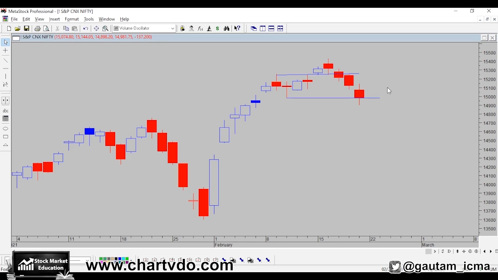Exact closing was 14,981. It had gone down below the mentioned level, but had recovered to close just at that level. So by any means, on Monday or the coming week, if it trades below this 14,977, one can expect the next major support to come at around 14,750 odd level, taking into consideration 21st of January's high.